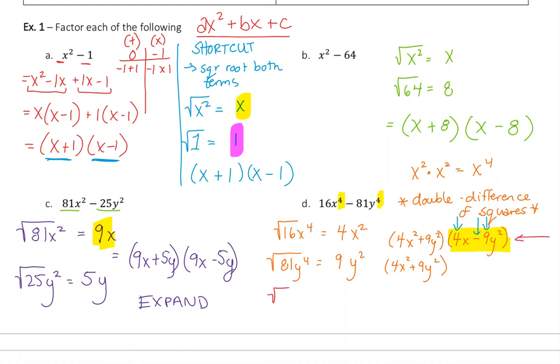Well, let's go off to the side. What is the square root of 4x squared? That would be 2x. What is the square root of 9y squared? That would be 3y. So this actually further factors to become 2x plus 3y, 2x minus 3y. And now you have fully factored that problem. So just pay attention if your exponents are in fact higher than 2, that you might be looking at a double difference of squares problem. Okay? Now, that is difference of squares. That is the last type of factoring you will learn in grade 10.